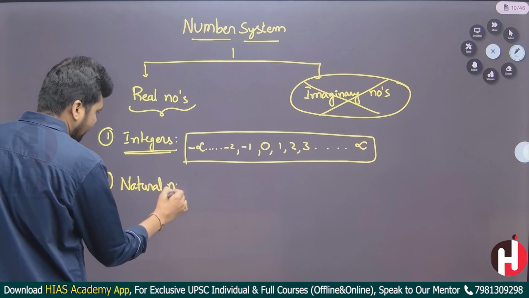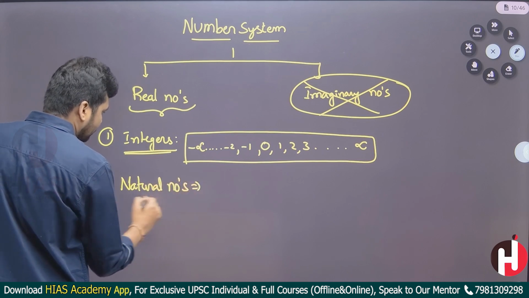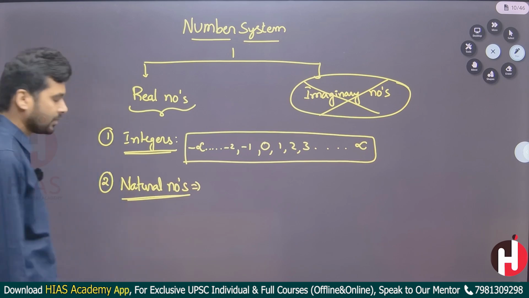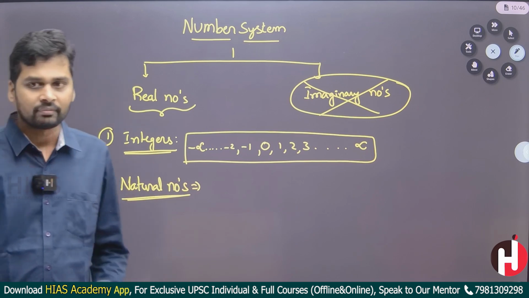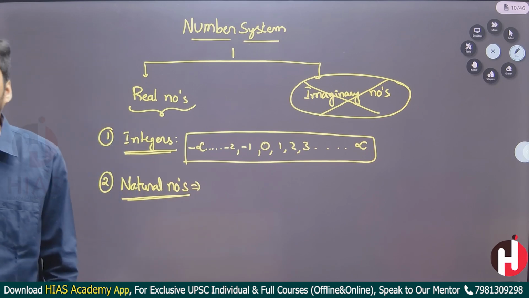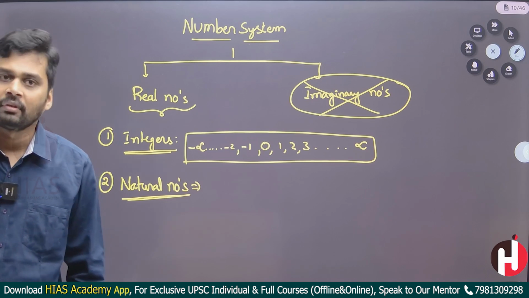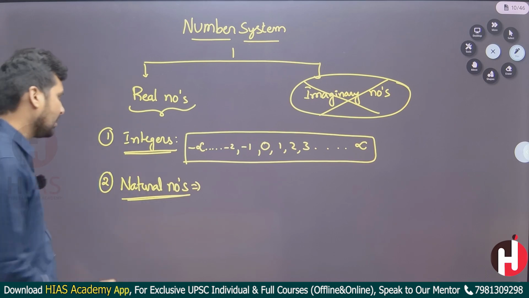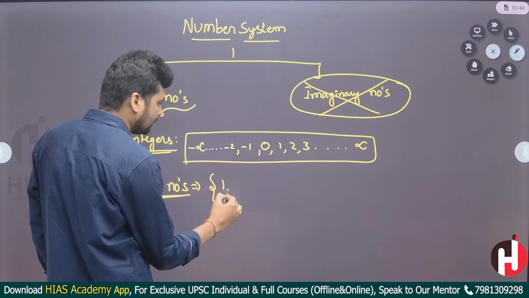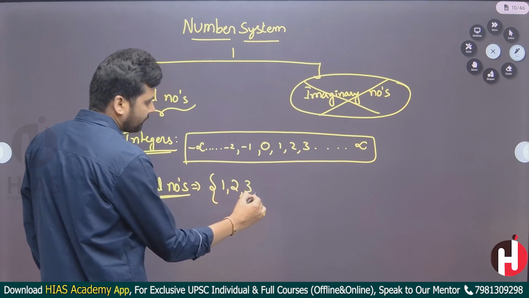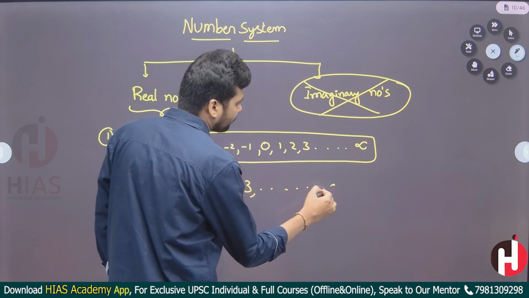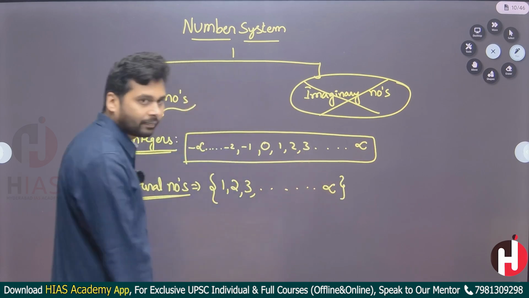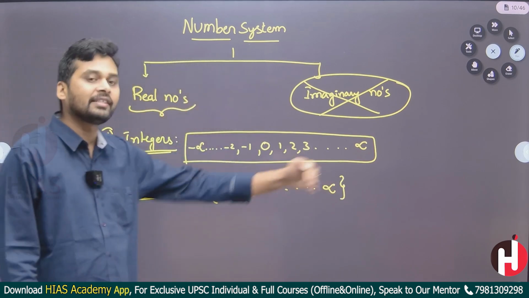You all know what is meant by natural numbers. You tell me what you know about these numbers one by one. What are natural numbers? Yes, 1 to infinity. So the integers which start from 1 to infinity.